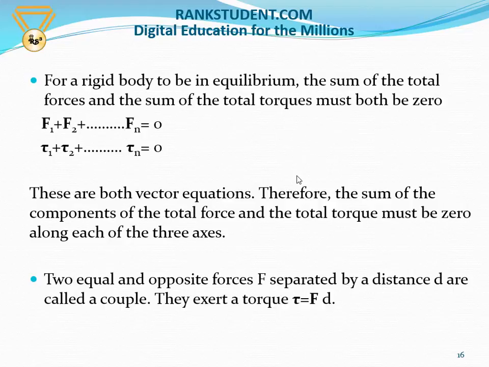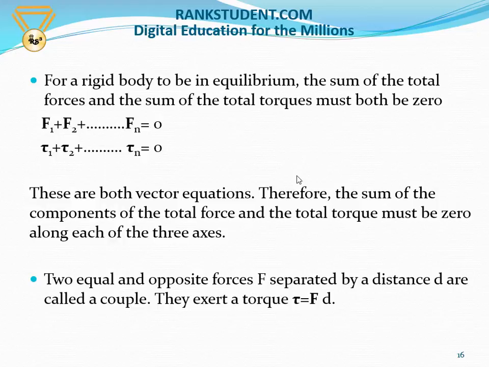Now, the study of equilibrium. For a rigid body to be in equilibrium, the sum of the total forces and the sum of the total torques acting upon the rigid body must be 0. F1 through Fn sum to 0. Similarly, the sum of tau 1 through tau n should be equal to 0. These are both vector equations. Therefore, the sum of the components of the total force and the total torque must be 0 along each of the 3 axes.